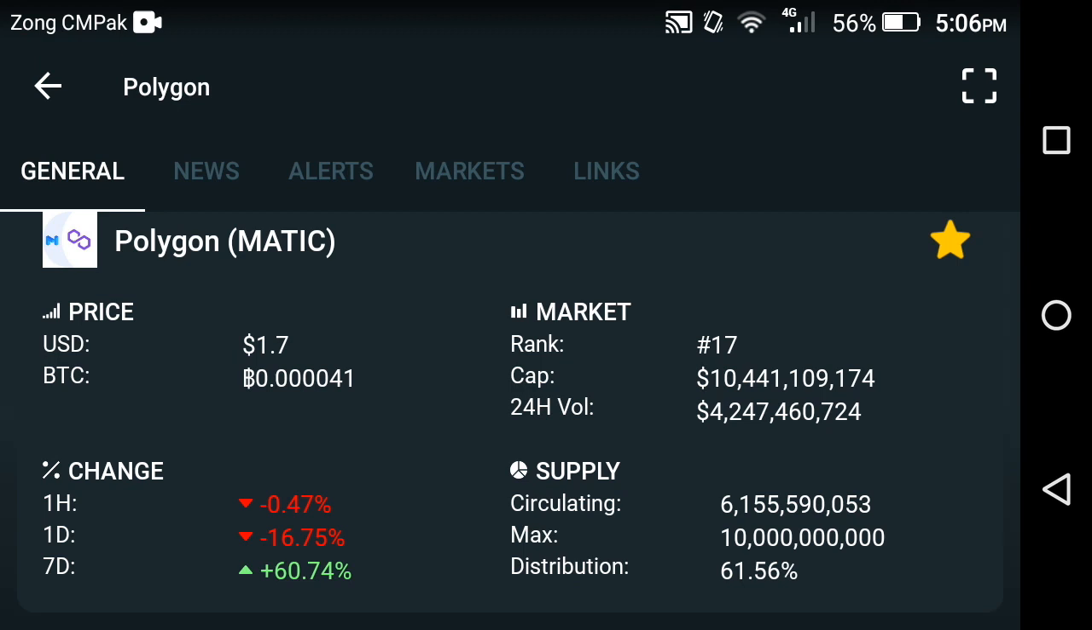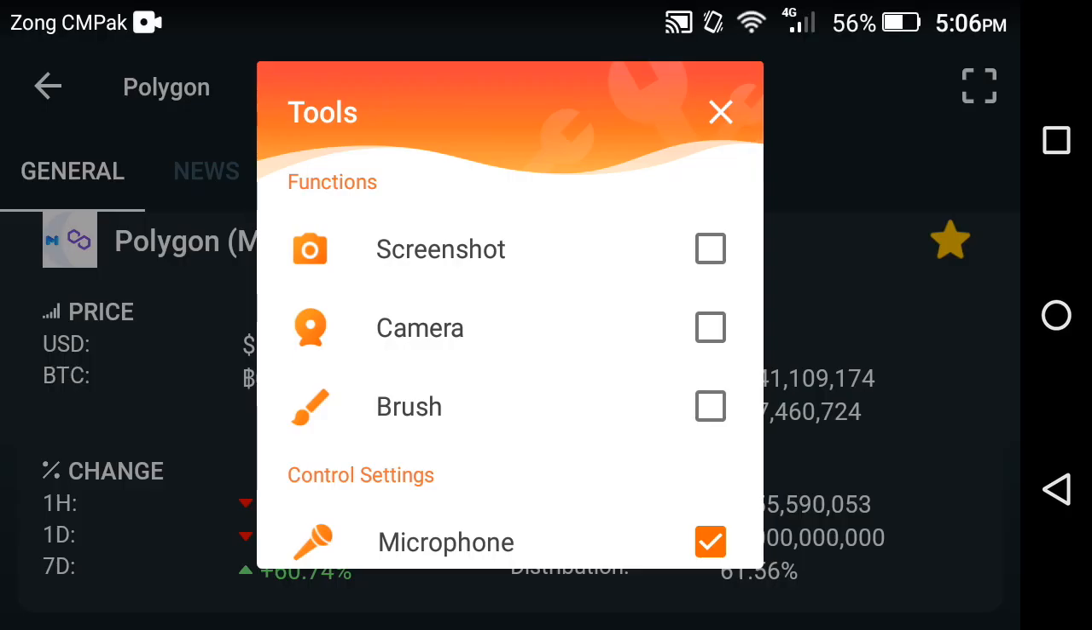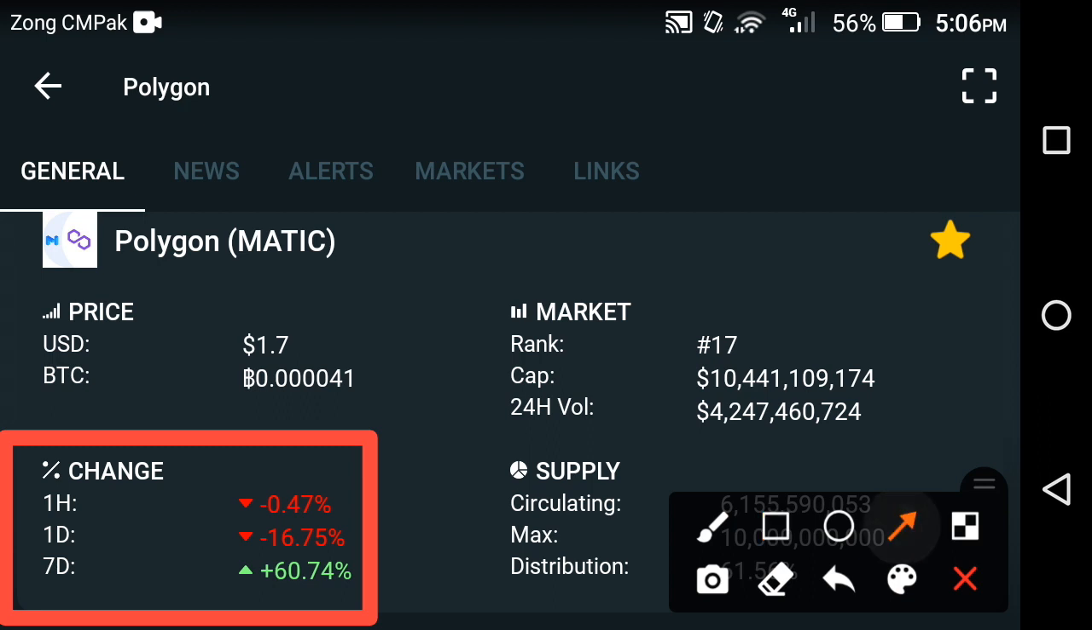Now, Polygon Matic started falling from the last 1 week. Let me show you, friends. Let's draw the price chart for a better understanding of what's going on at this time. As you can see here, the Polygon Matic price is going down. The last 1 hour and last 1 day price change is negative. That means the Polygon Matic price has been going down over the last 1 day, friends.